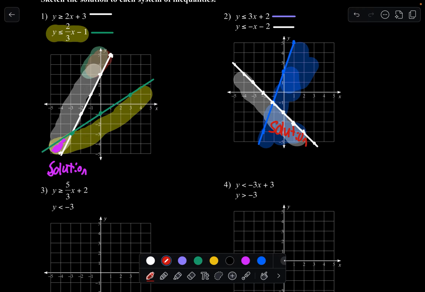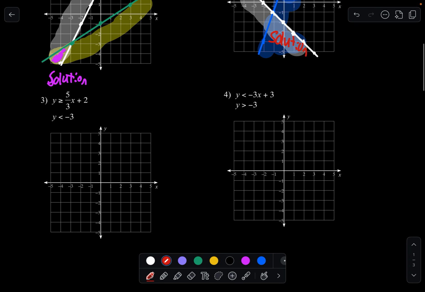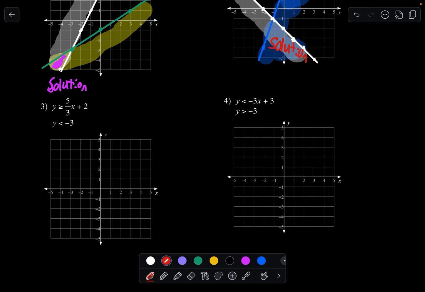All right, I'll do one more, and we'll do 3 because it's greater than or equal to and just a less than. I will use the colors green for the top line and the color hot pink for the bottom line.